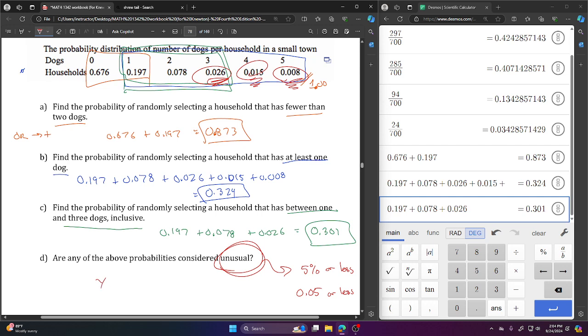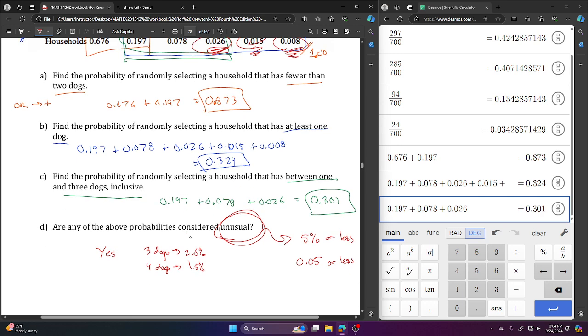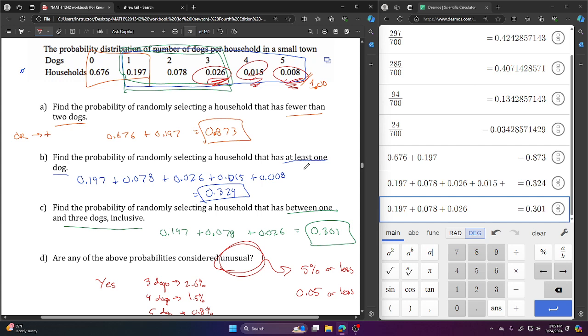Yeah, I would say yes. I don't know how you would put the answers here. So you would have 3 dogs, which was 2.6%. 4 dogs is 1.5%. I don't know what they're wanting. Like, you just fill in the box and say yes. And then we got 5 dogs at 0.8%. Those are unusual. I don't know where they got these numbers from, but is it unusual to have 3 dogs? It is, maybe. Is it unusual to have 4 dogs? Yeah. Is it unusual to have 5 dogs? Okay. Is it unusual to have 10 dogs? No way. You go from 1 to 10. Duh.